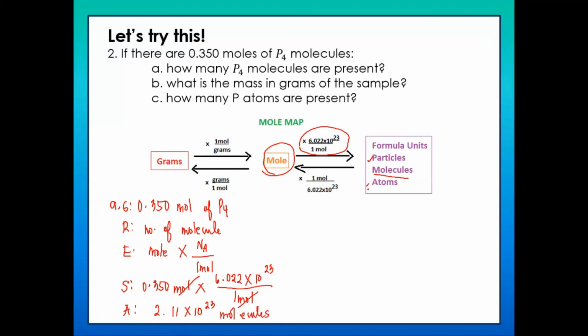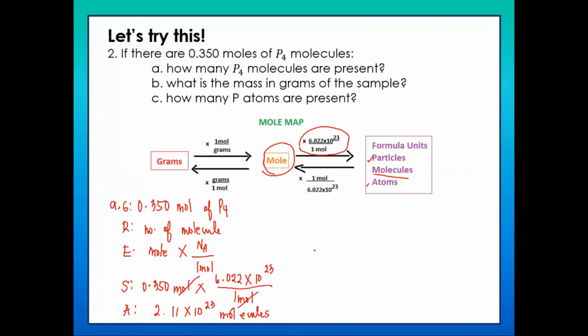Okay, so molecules is our unit because that is what we're looking for. And 2 decimal places ang final answer natin. Okay, wag malilito. We just simply round off yung number. Okay, kasi more than 5 yung katabi niya. In order to have this 2.11 times 10 raised to 23.